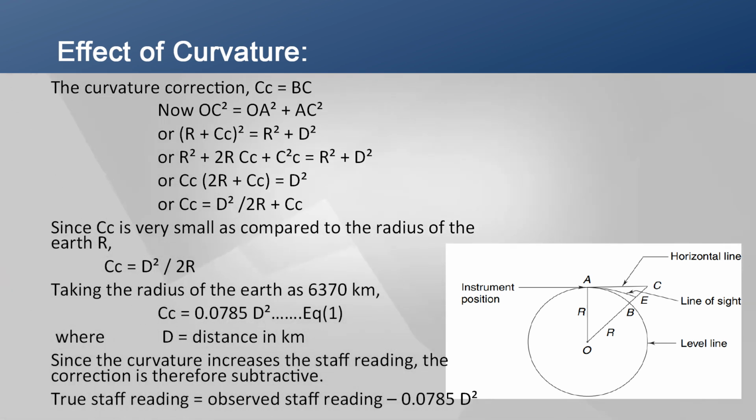Since the curvature increases the staff reading, the correction is therefore subtractive. You have to learn this. True staff reading will be equal to observed staff reading minus 0.0785 into D square. Now, we will be dealing with refraction correction.